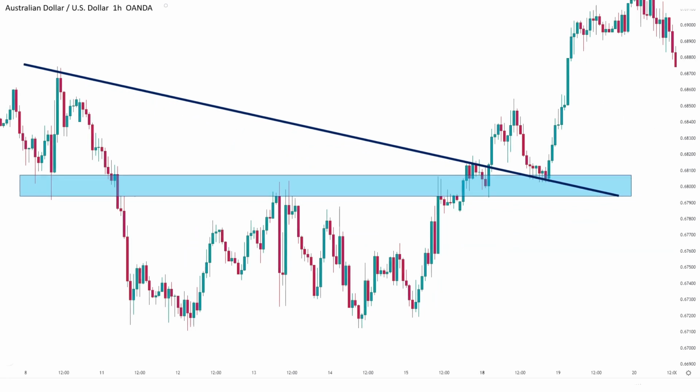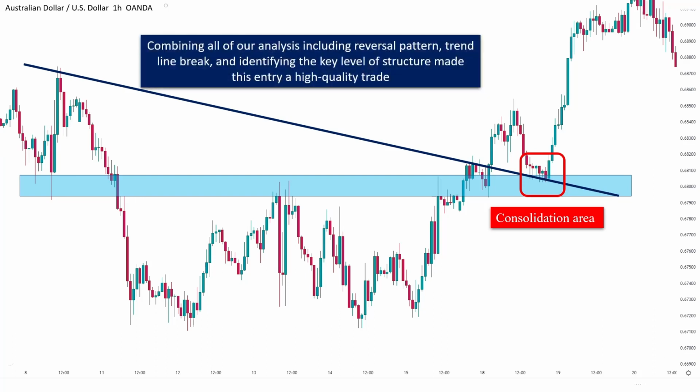Now here in the 1-hour time frame, we can observe much more detail once the price gets to the area of high convergence. Again, you could place a trade with many entry strategies. But for us, breaking above this consolidation area would make a great opportunity to enter the market. So remember, combining all of our analysis, including reversal pattern, trend line break, and identifying the key level of structure, made this entry a high-quality trade.